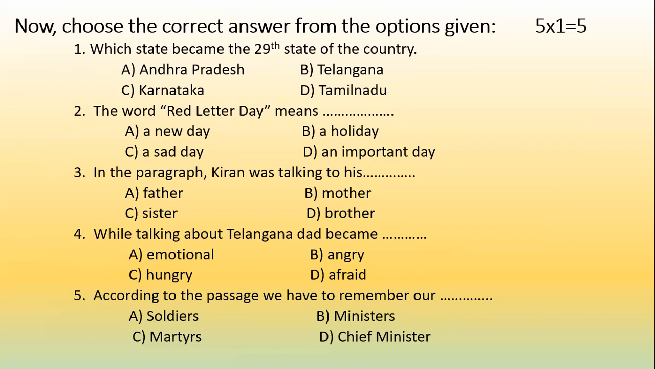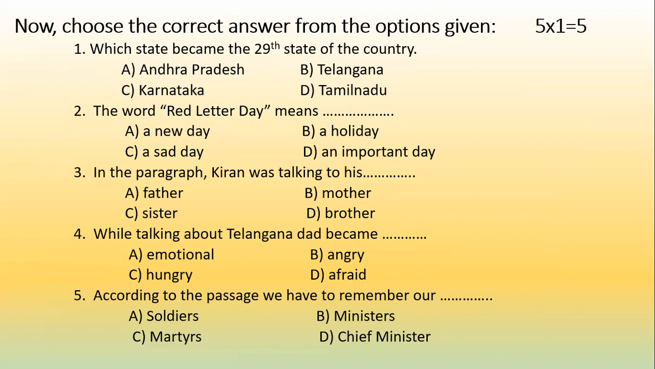Okay, children? Yes. So, which state became the 29th state of the country? They have given the options: A, Andhra Pradesh, B, Telangana, C, Karnataka, D, Tamil Nadu. What is the answer, children? It's very, very easy now. You all know, but I will say the answer. So, which is the state? Telangana is the 29th state.